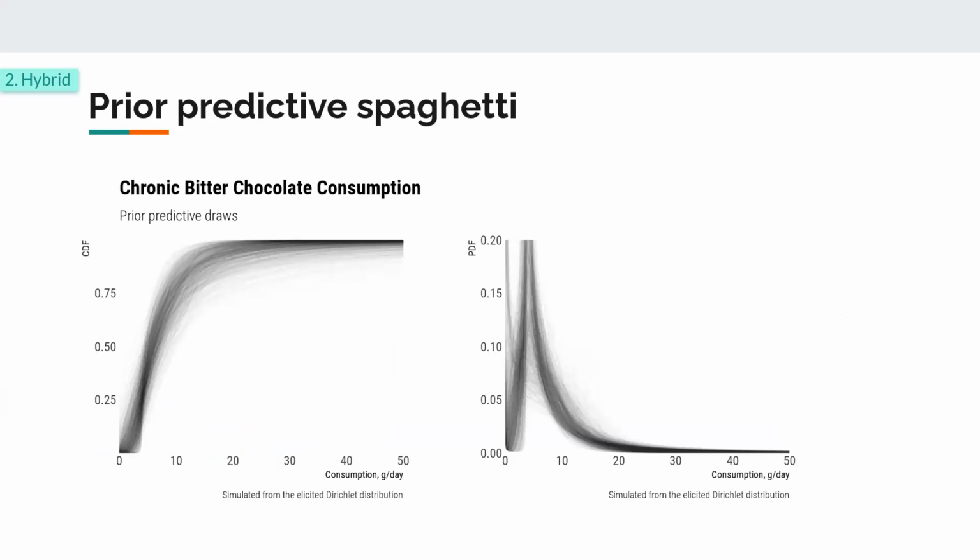So this is how the prior assessment looks. We used to have one curve. Now that we've elicited uncertainty, we actually have a spaghetti plot, which is a bunch of curves, because the actual judgment of the expert is uncertain. So that's what we have going into data.